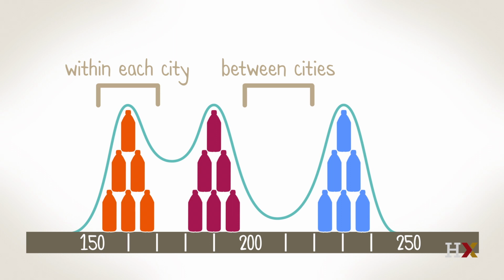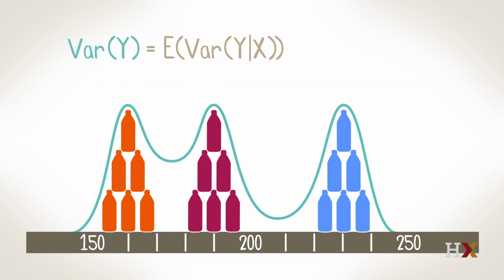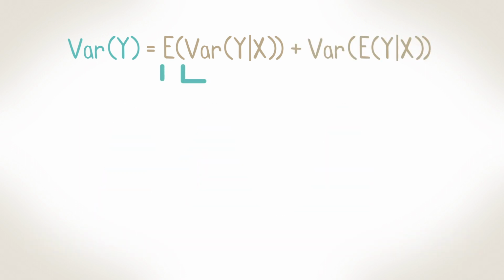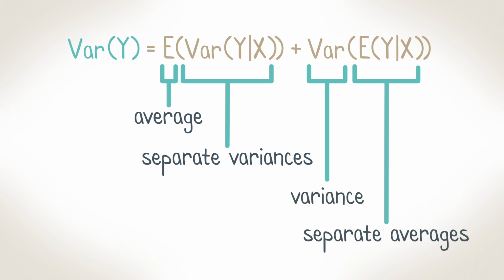Remarkably, we can get the overall variance simply by adding these 2 contributions. The variance of Y is E(Var(Y|X)) + Var(E(Y|X)). The first term is the average of the separate variances for each city. The second term is the variance between the separate averages for each city. This identity is known as Eve's law.